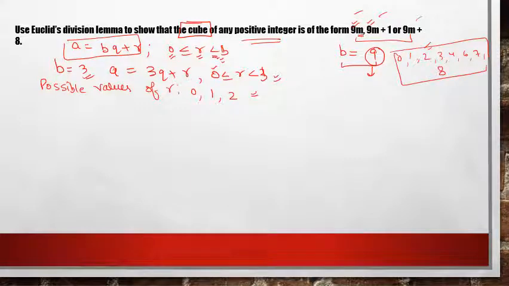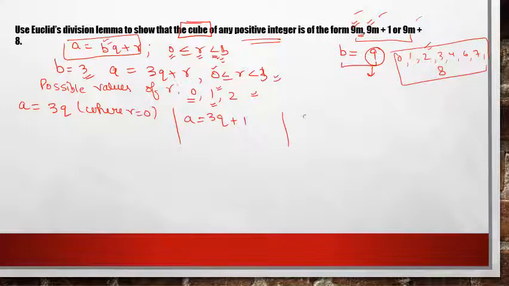So firstly a is what? 3q plus r is what? Initially 0, where r is 0. Then the second part will be a is equals to bq, which is 3q plus r, where r is 1. And then a will be 3q plus r, where r is 2.